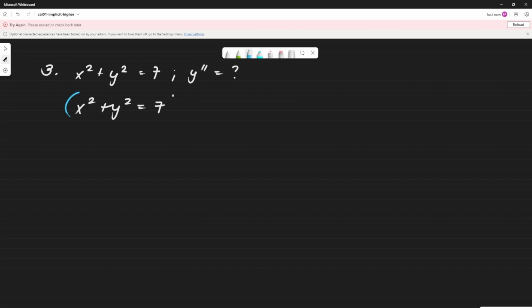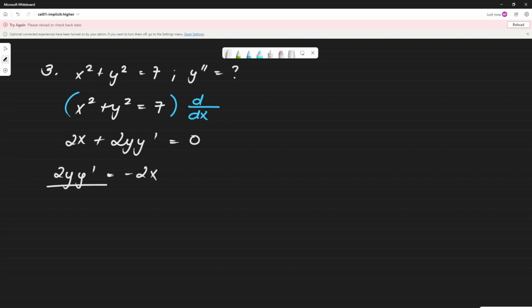Then let's get the derivative. So we will have 2x plus 2y y prime. Okay, so that is the derivative of y squared, and it is equal to 0. So we'll have 2y y prime is equal to negative 2x. Divide both sides by 2y. So, we can cancel out 2y, then here naman just 2. So, we'll have y prime is equal to negative x over y.